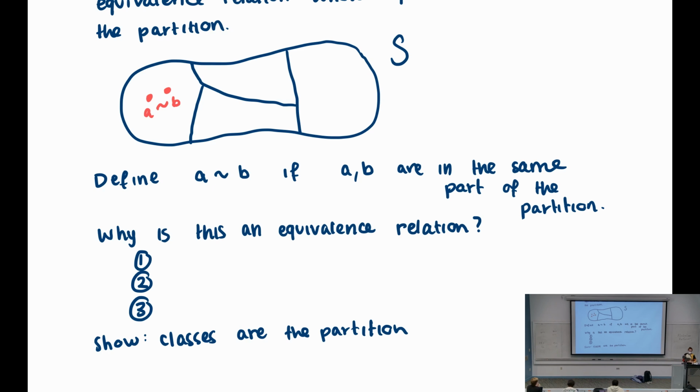Yeah, so reflexive is super easy. A is in the same part of the partition as itself. So I think this is convincing. And then if A is related to B, then we also need to have that B is related to A. And I think this is also clear, right? And then is transitivity clear? So if A and B are in the same part of the partition, and B and C are in the same part of the partition, then that also means that A and C are in the same part of the partition.